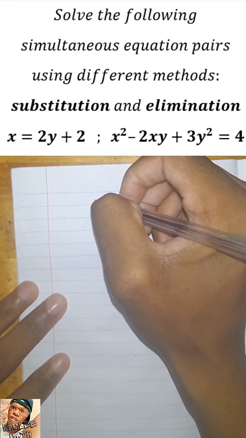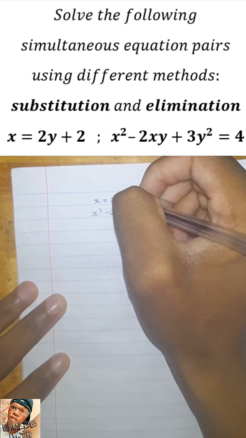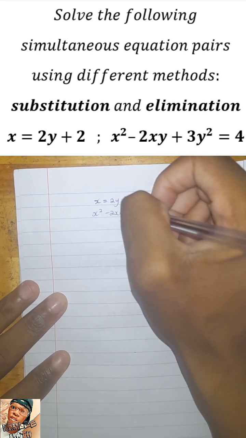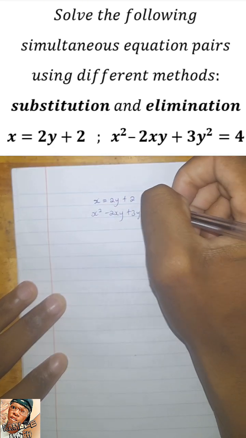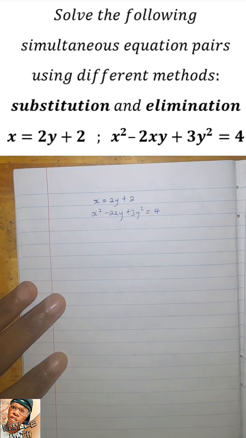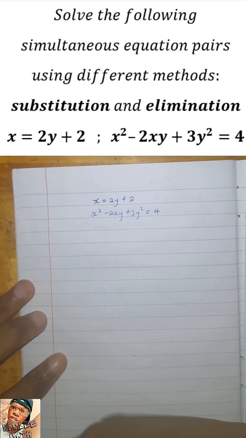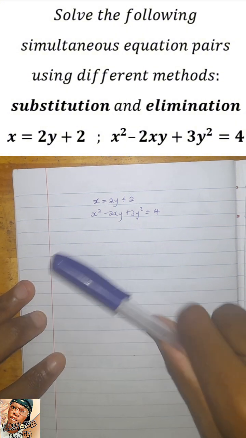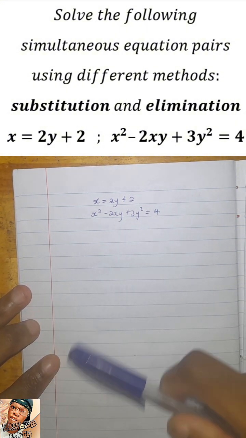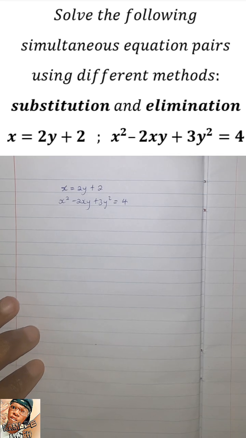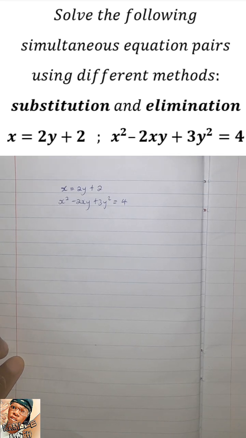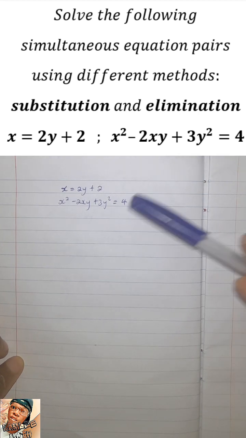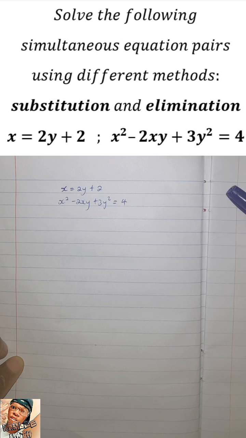And then we have x squared minus 2xy plus 3y squared is equal to 4. Okay, well, in this case, we're not going to be able to utilize the elimination method. I want you to be able to realize when and when not to utilize the elimination method. So in this case, we cannot utilize the elimination method, and I want to tell you why.